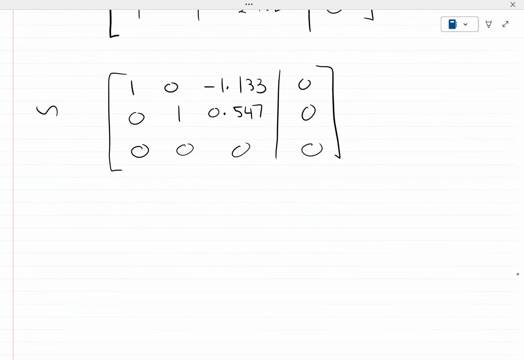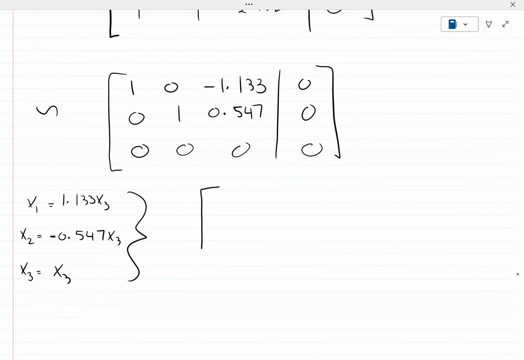So what that means is my x1 is equal to 1.33 x3, and my x2 is going to be negative 0.54 x3, and then my x3 is going to equal x3. And it's going to give me 1.33, negative 0.547, and 1.